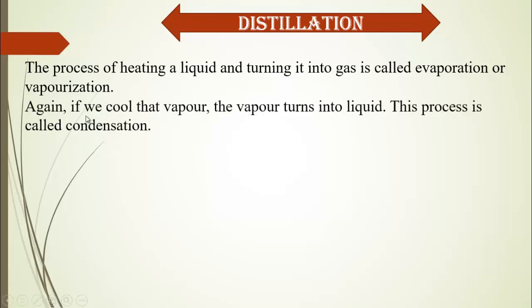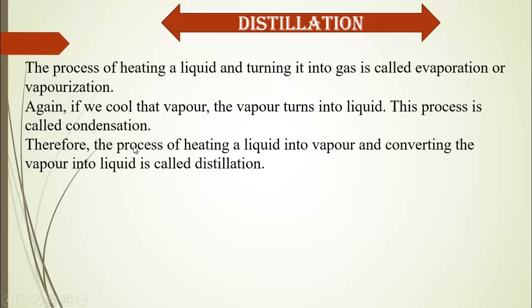And if we cool that vapor, the vapor turns into liquid. This process is called condensation. I have said previously the conversion of gas to liquid is known as the condensation process. And these two processes combined are called the distillation process. In this way, the process of heating a liquid into vapor and converting the vapor into liquid is called the distillation process. That means distillation is actually the combination of vaporization and condensation.